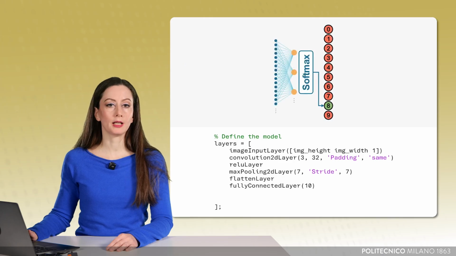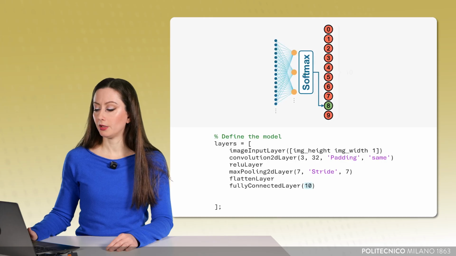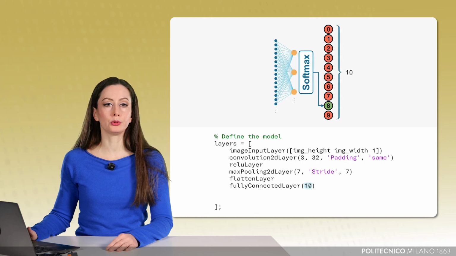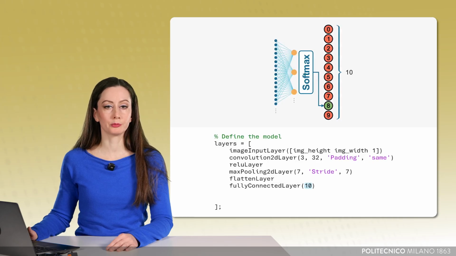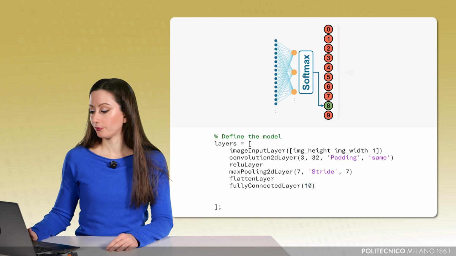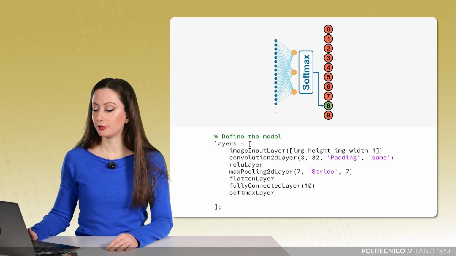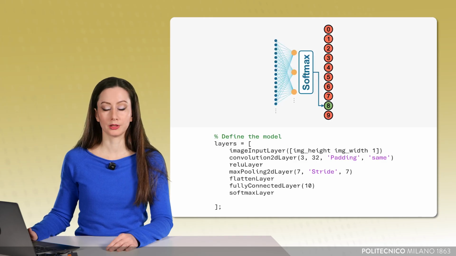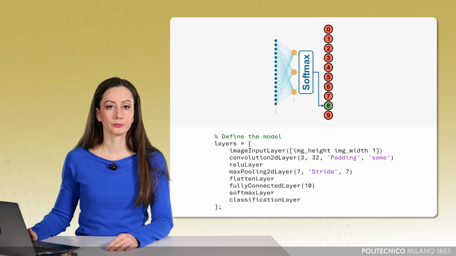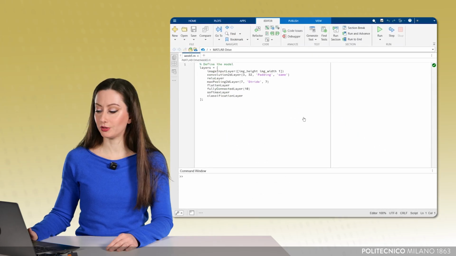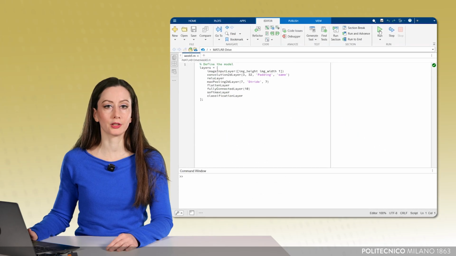The dense layer is then the last layer in our convolutional neural network architecture. The argument 10 defines the number of output neurons corresponding to the possible classes in our classification task that are the digits from 0 to 9. We then add a softmax layer that converts the output score from the dense layer into classification probabilities. And finally, the classification layer computes the cross-entropy loss function for classification tasks. And we have now finished defining our convolutional neural network architecture.